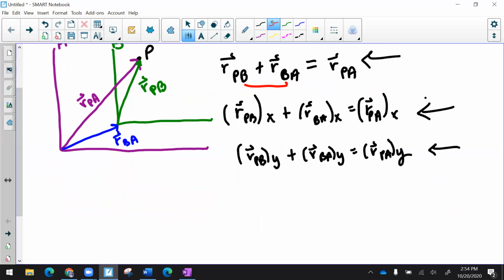So keeping in mind that velocity is really just the derivative of position, as we're learning in calc right now, then I can really say that VPB plus VBA is equal to VPA. Okay, because I'm taking the derivative of everything, and that's going to give me velocities.